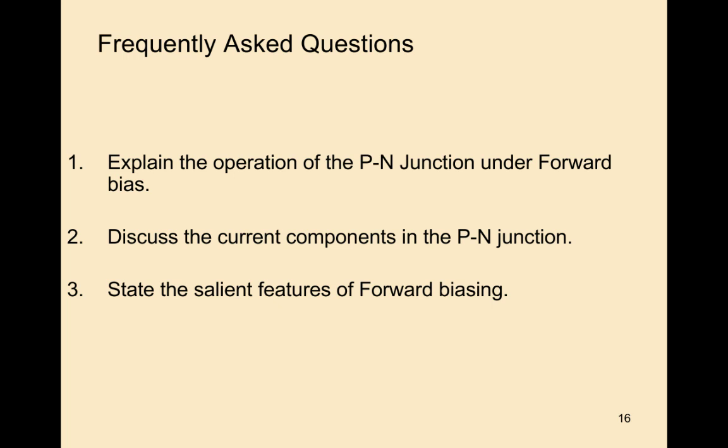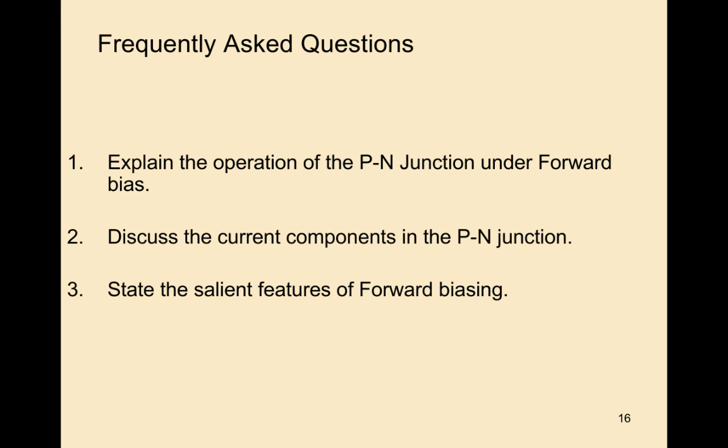First question is, explain the operation of PN junction diode under forward biased mode. Second question, discuss the current components in the PN junction. Current components means what here? Diffusion current and drift current, hole current, electron current. So diode current will be equal to the majority current plus minority current. Majority means here drift current plus diffusion current. So discuss those currents. That means you need to explain about majority and minority carrier currents, and at the same time drift and diffusion currents, hole and electron currents.